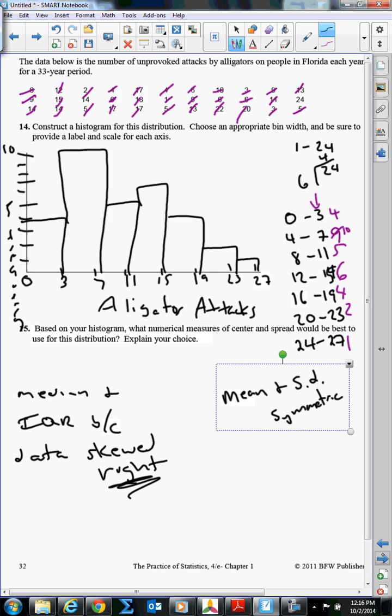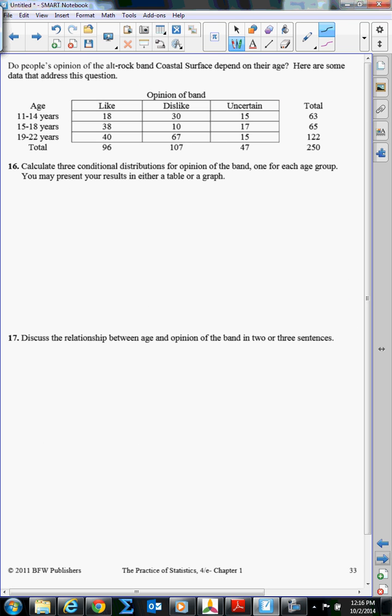Alright, last page. Oh, yikes, look at the time. It's almost time for lunch.